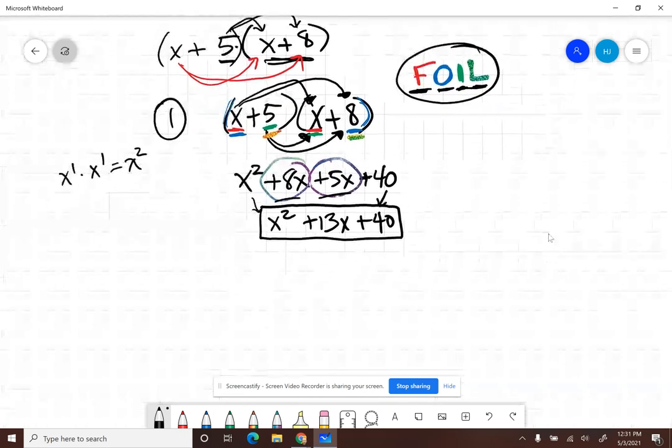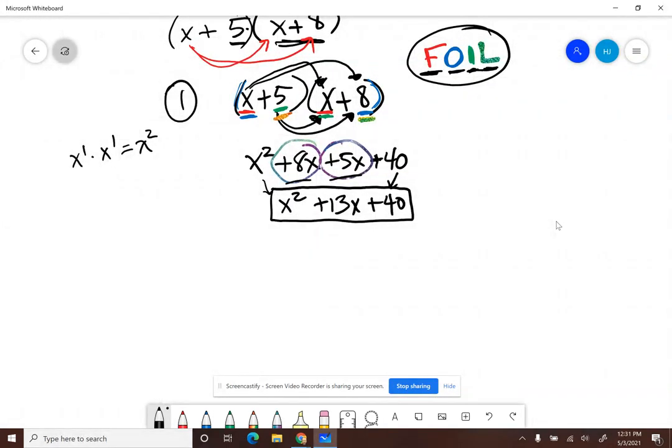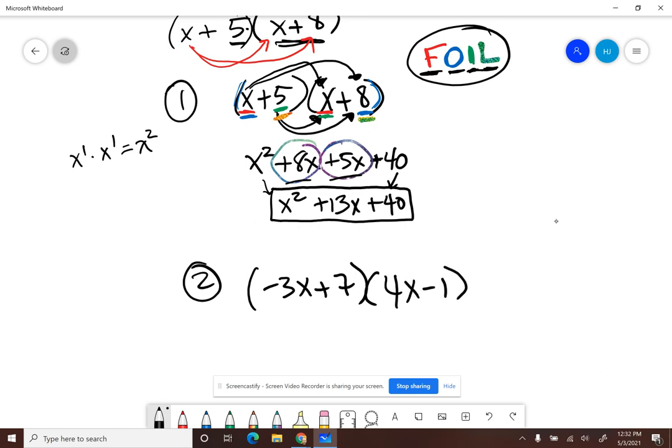The same exact process is used even when you don't have a 1 in front of those x's. So let me show you one of those examples as well. You've got negative 3x plus 7 times 4x minus 1. And again, because these two parentheses are right beside one another, we understand that there's multiplication in between. So I need to multiply my first terms.